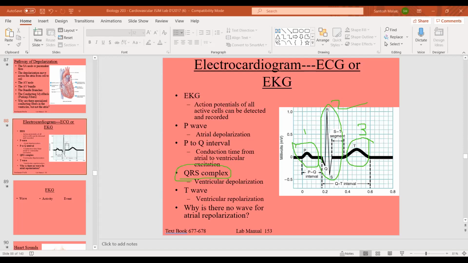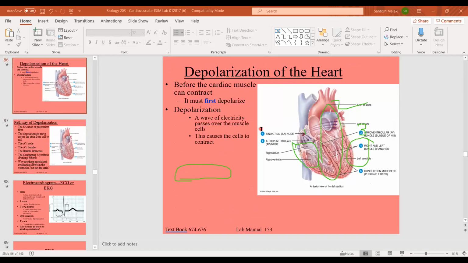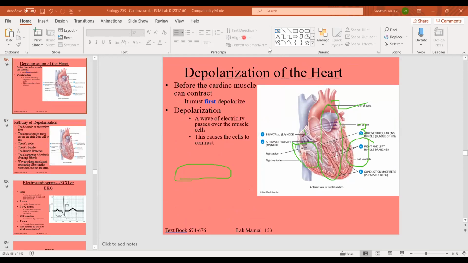So this is typically what we see. And when we come to the lecture of the heart, we will again be going over the activities and sequence of events. But just for now, this is how the waves represent what is happening in the heart. So let's go back to the former slide. Erase, clear.